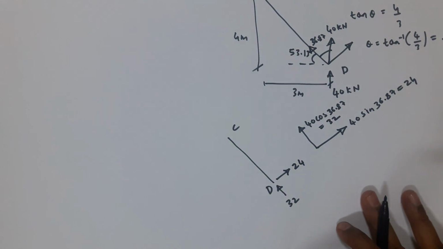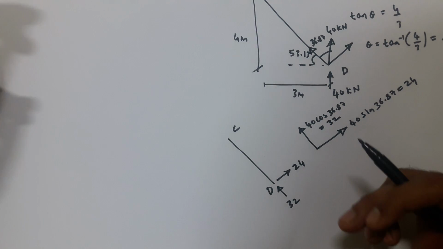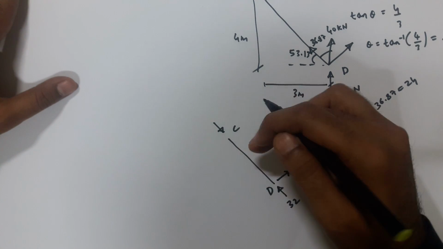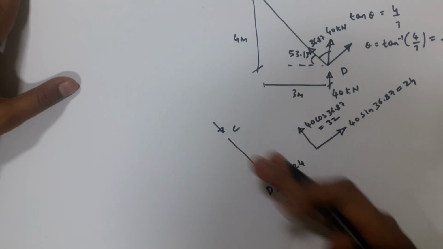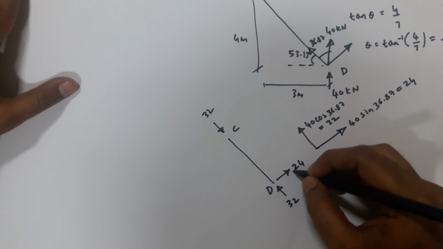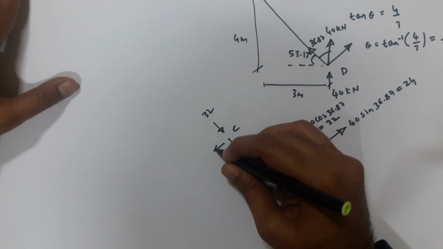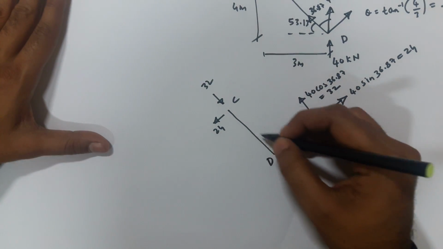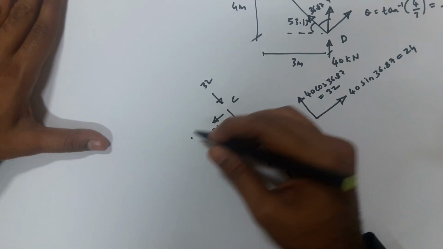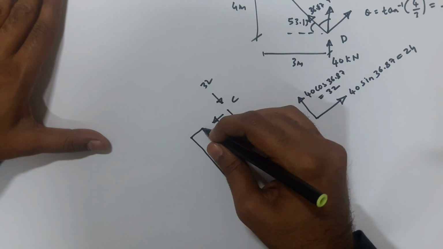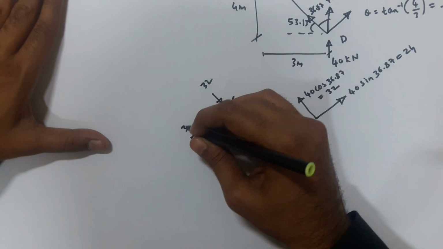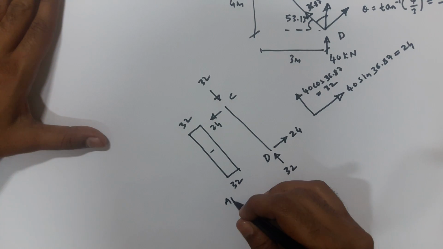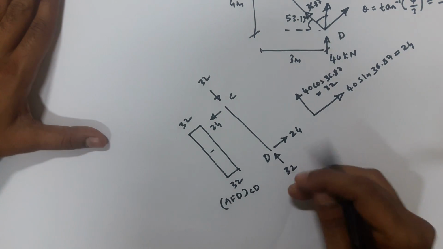Now we have to talk about equilibrium of member CD. This is going in this way. Here it should be in this way to have equilibrium with this direction. 32, 24 is going upward. Here 24 should be downward. Now I can draw the axial force diagram. Axial force diagram is compression in nature, minus 32, axial force diagram for member CD.